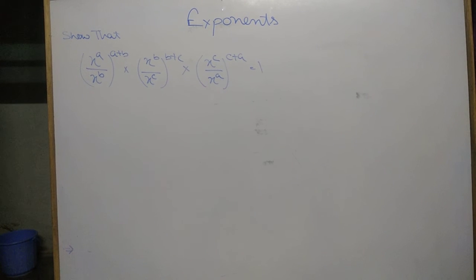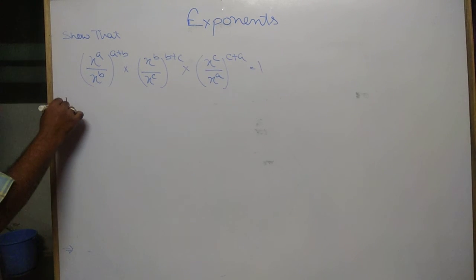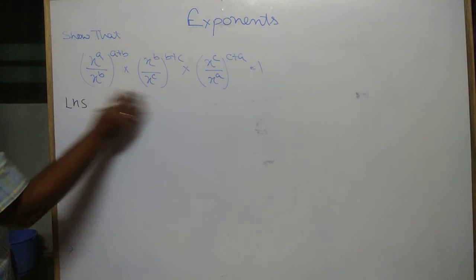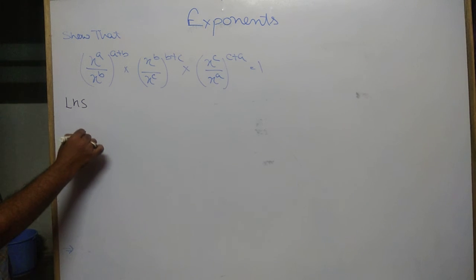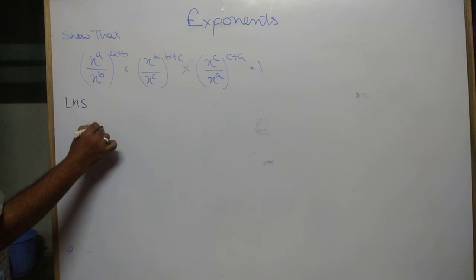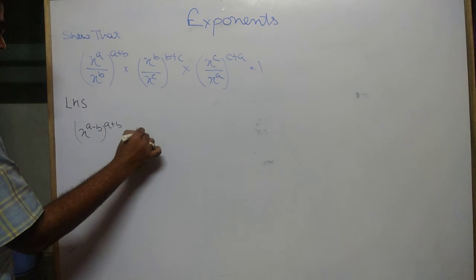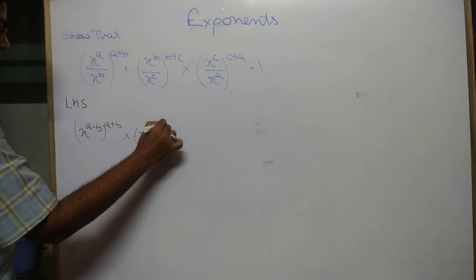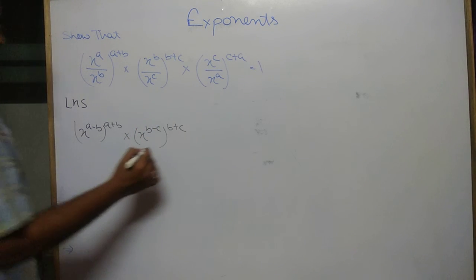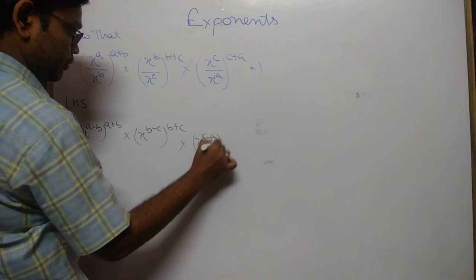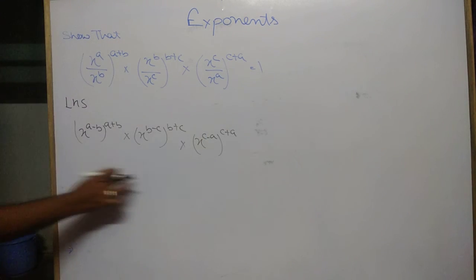On this side we have to prove that LHS equals RHS. So we are using the left hand side. In this case, first we convert x to the power a minus b whole to the power a plus b, into x to the power b minus c whole to the power b plus c, into x to the power c minus a whole to the power c plus a. I am solving only the left hand side.